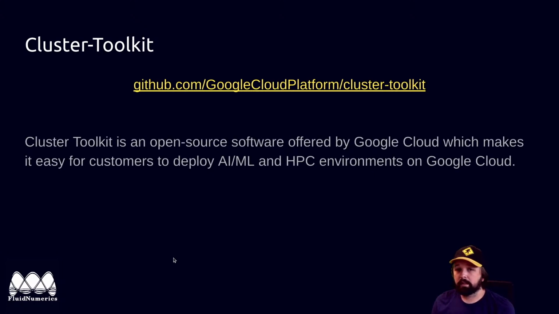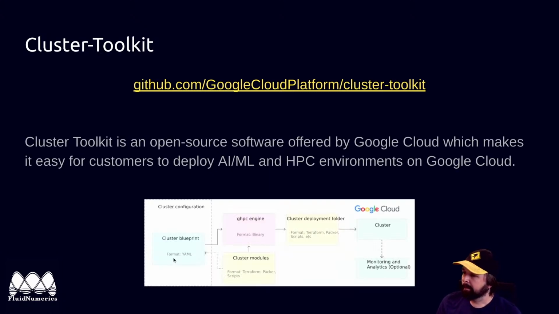Now, Cluster-Toolkit. We've talked about Slurm-GCP and we talked about WEKA. I've been rambling here and there about Cluster-Toolkit, so I'll set a clear stage here. You can get Cluster-Toolkit. It's Go code that you can find up on GitHub, at github.com/GoogleCloudPlatform/cluster-toolkit. It's open source software offered by Google Cloud, which makes it easy for customers to deploy AI, ML, and HPC environments on Google Cloud.